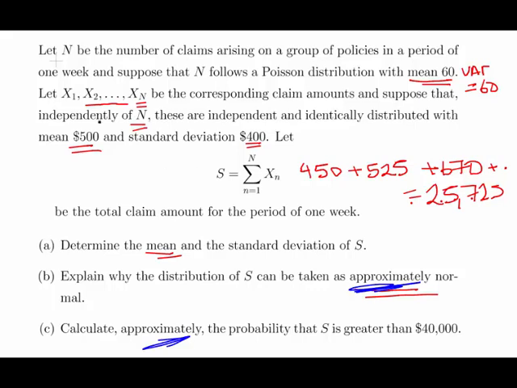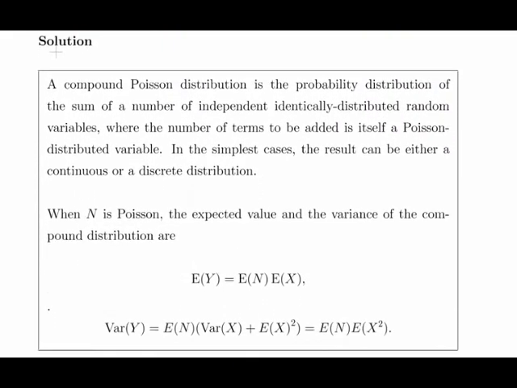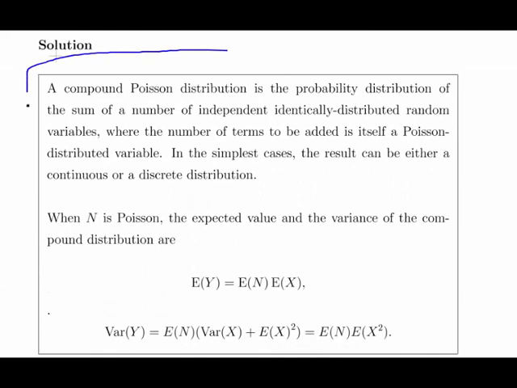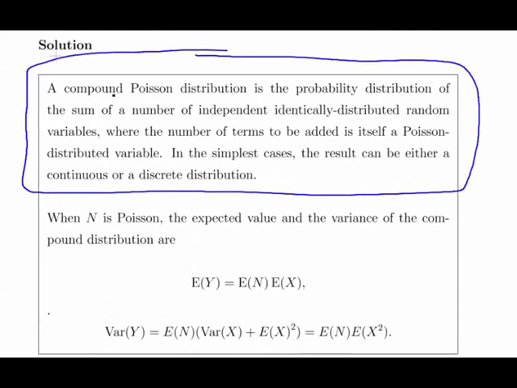So first off, it doesn't actually state that it's a compound Poisson distribution, but it asks us for the mean and standard deviation. In this particular video, I'm just going to get straight to the point. You should know that this follows this description, that it's a compound Poisson distribution. You might have to state it explicitly. S is a compound Poisson distribution.